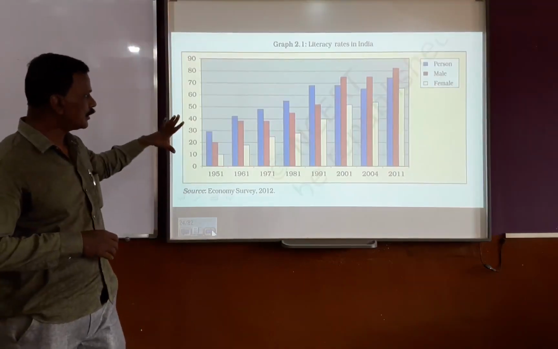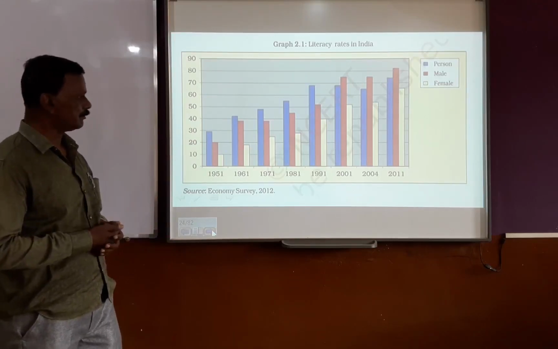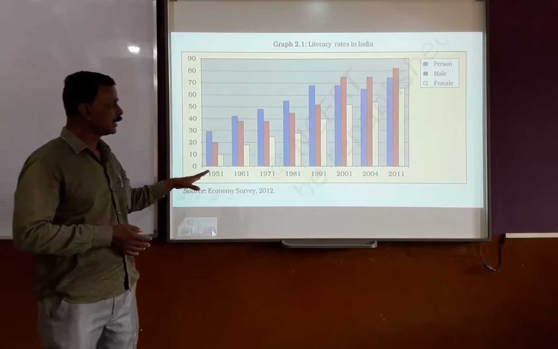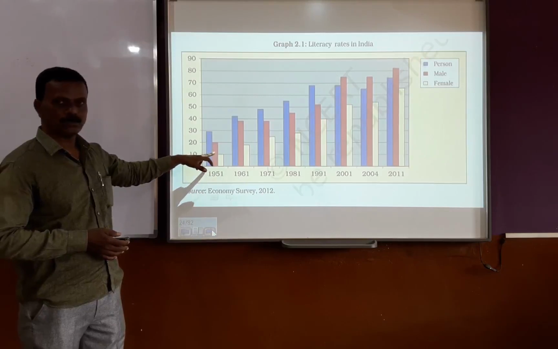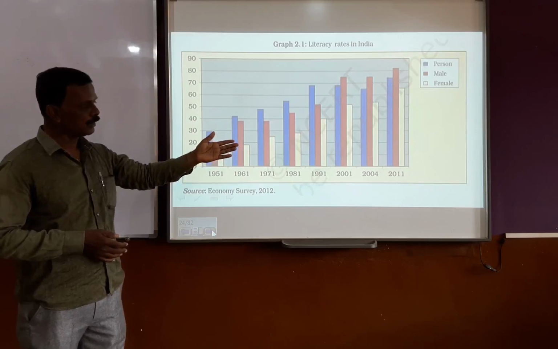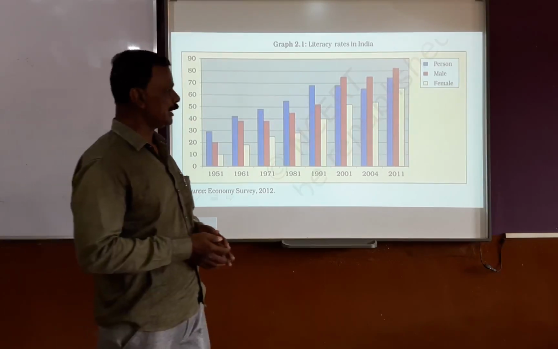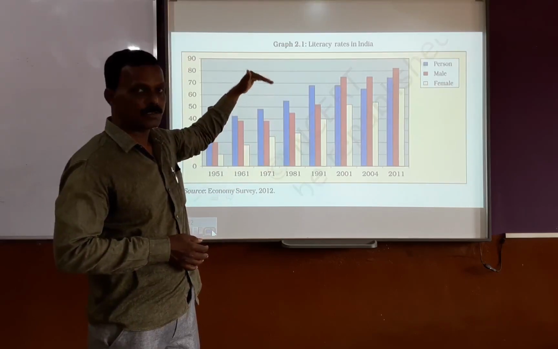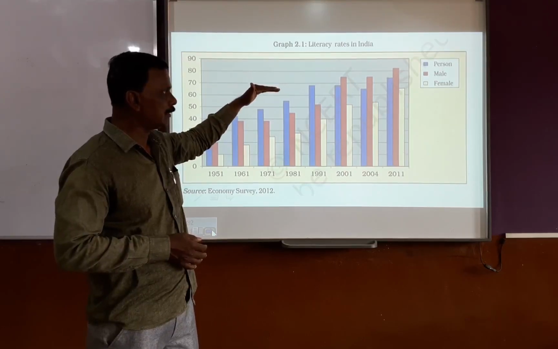So look at this chart. In this chart, you can see how the literacy rate increased from 1951 to 2011. For example, in 1951 the men's literacy rate was only 20% and the women's literacy rate only 10%. You can see how it has increased by 2011: the men's literacy rate crossed 80%, and the women's literacy rate is still lagging at 65%.